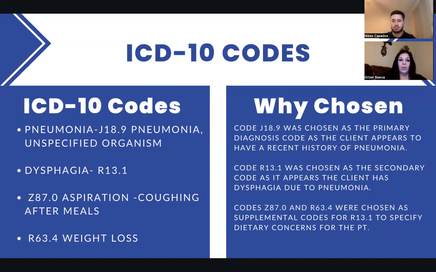ICD-10 codes that were chosen were J18.9 for the primary diagnosis code, as the client appears to have a recent history of pneumonia. Code R13.1 is the secondary code, as it appears the client has dysphagia due to the pneumonia.